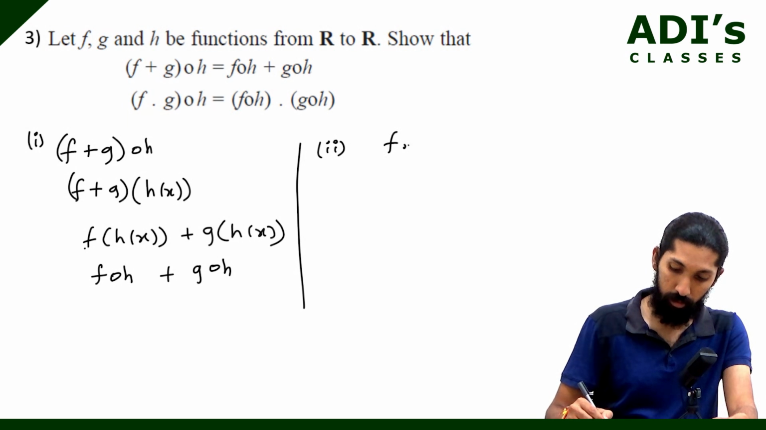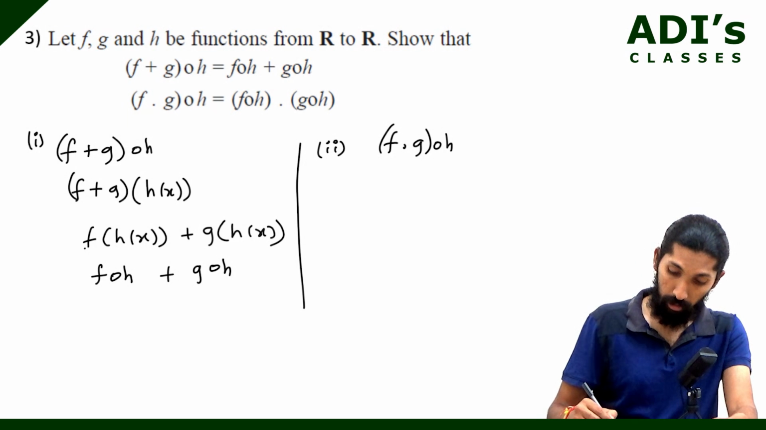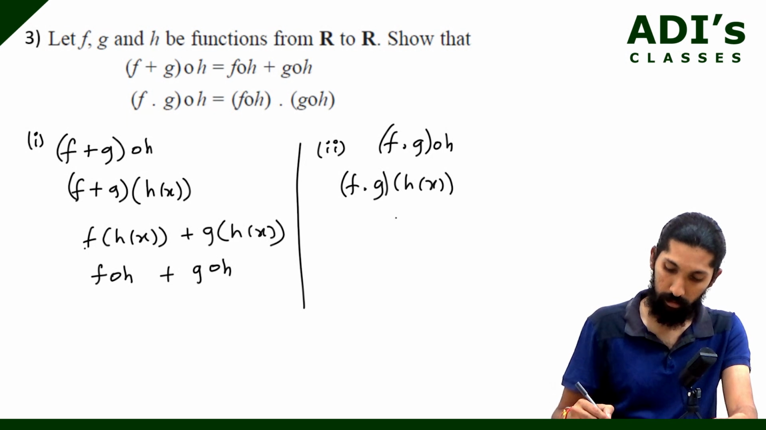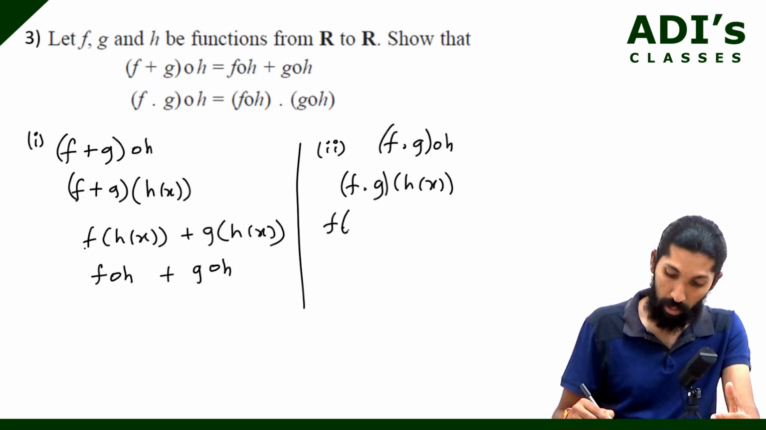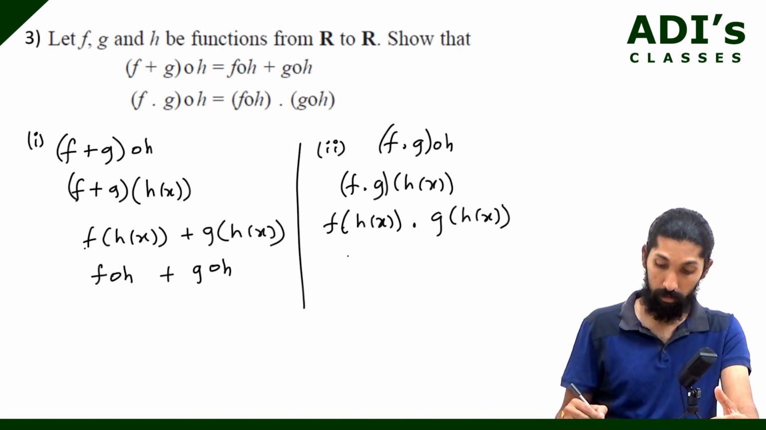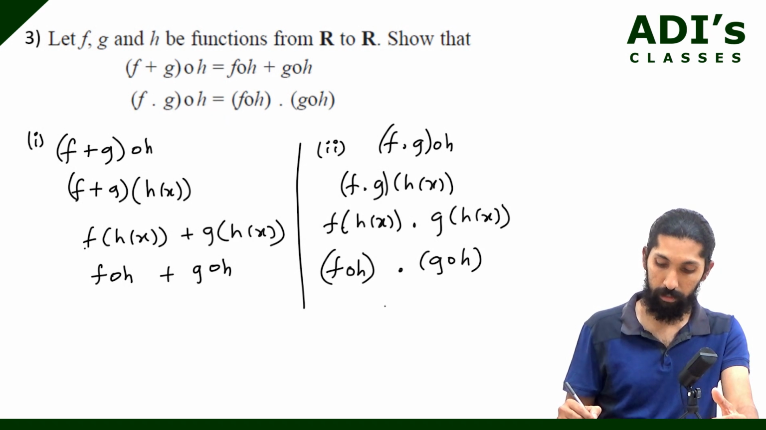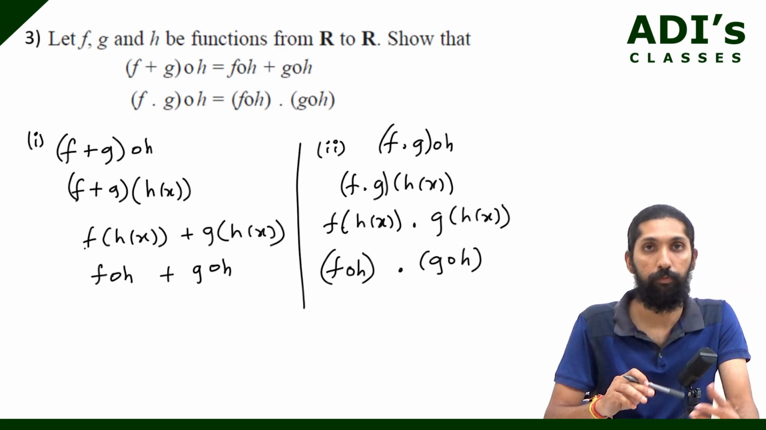Likewise, if you do the second one, very, very easy. So f into g of h. Correct? So what do we do? F into g of h of x. Correct? Now, what do we get? F into h of x, or you can say f of h of x into g of h of x. This is nothing but f o h dot g o h, which basically is what we are trying to prove.